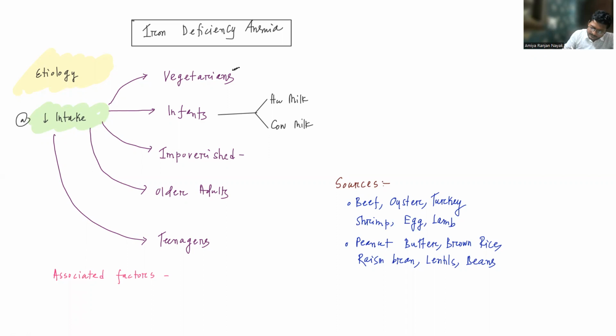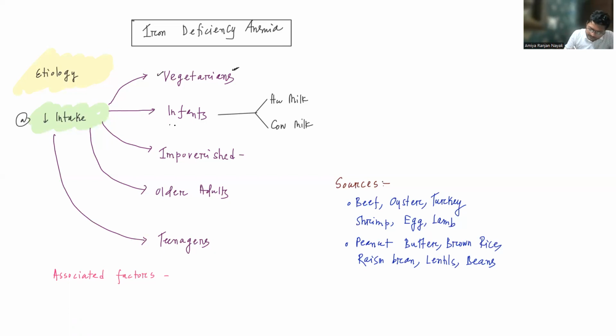In vegetarians, because they do not take meat, or the non-vegetarian food, which contains the heme form of iron. As we have discussed previously, the heme form of iron comes from the non-vegetarian food, and this heme form of iron is more readily absorbed compared to the non-heme or inorganic form of iron. So that is why vegetarians are at increased risk of iron deficiency anemia. You must be knowing that vegetarians are at increased risk of B12 deficiency, but now you understood that these persons are also at increased risk of iron deficiency anemia, because the heme form of iron is deficient in their food.